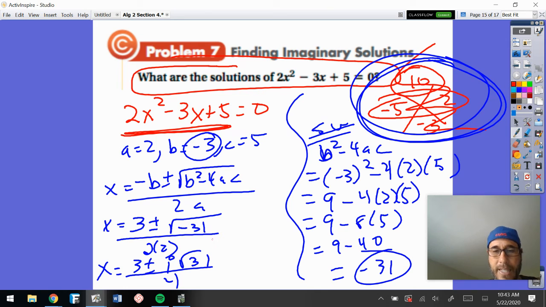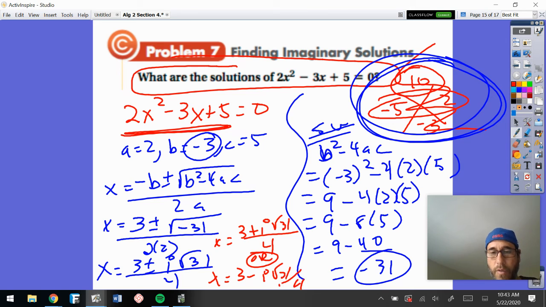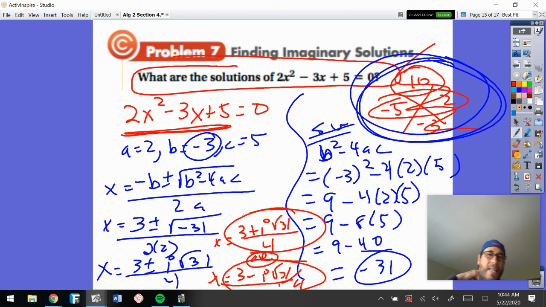So that means x equals 3 plus i square root 31 over 4, or x equals 3 minus i square root of 31 over 4. All over. It's got to be all over. So you got your two answers, and that's how we handle quadratics that have imaginary solutions. Okay, class? Do you want to see one more?